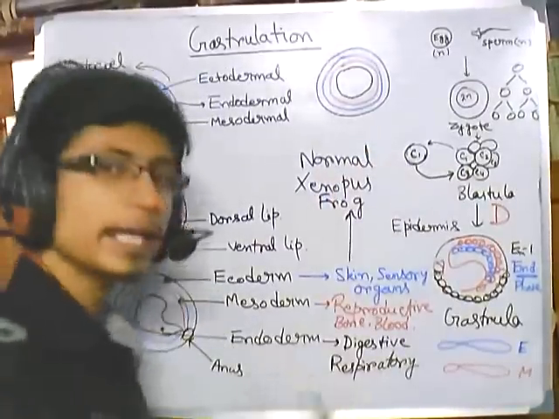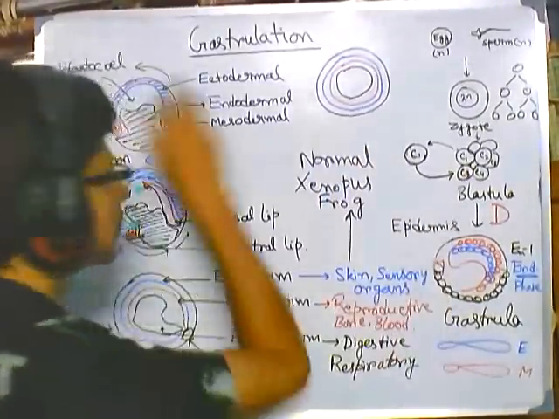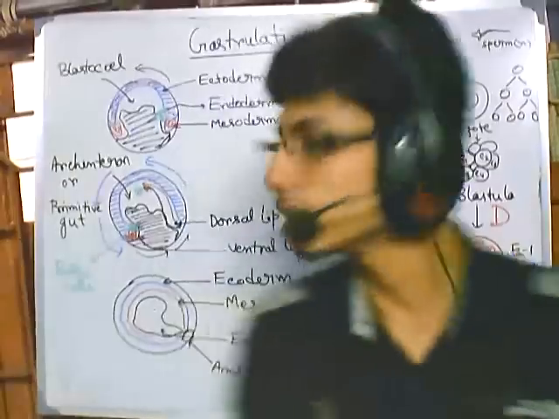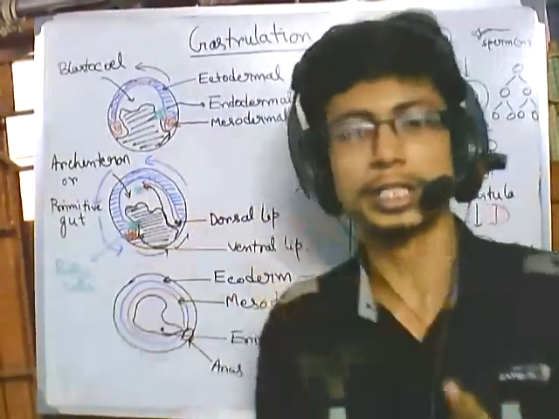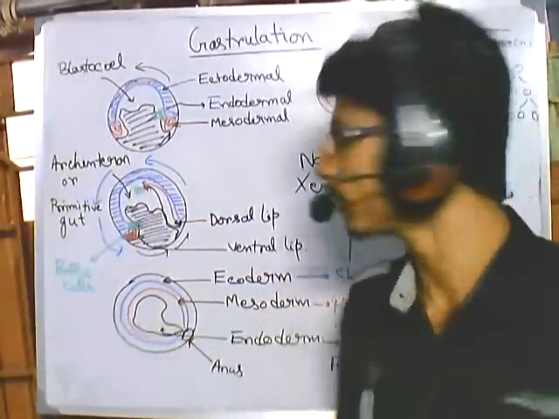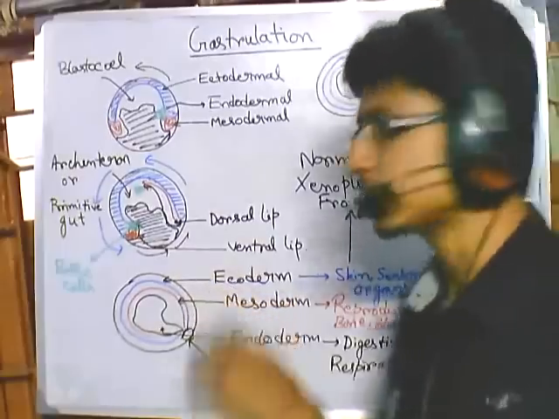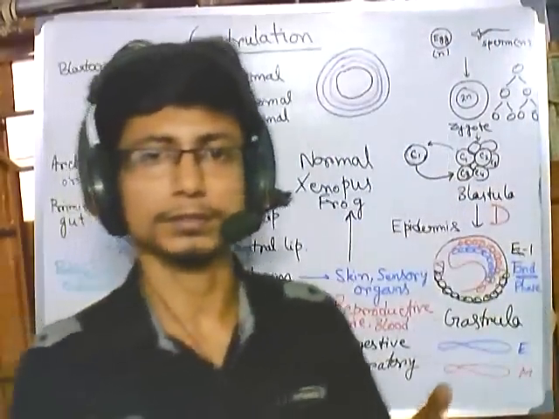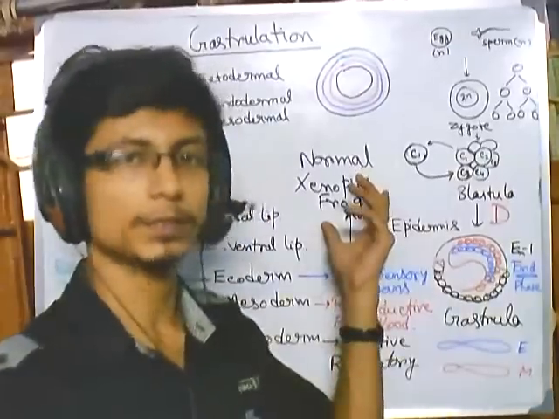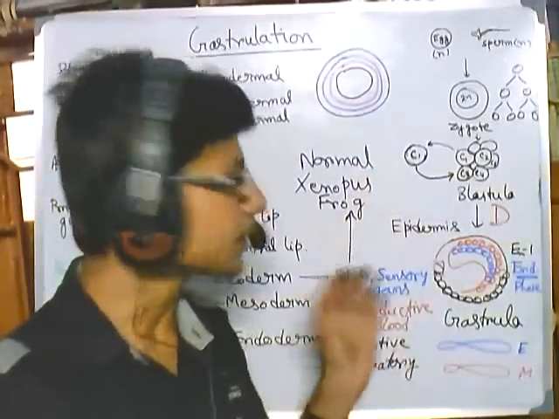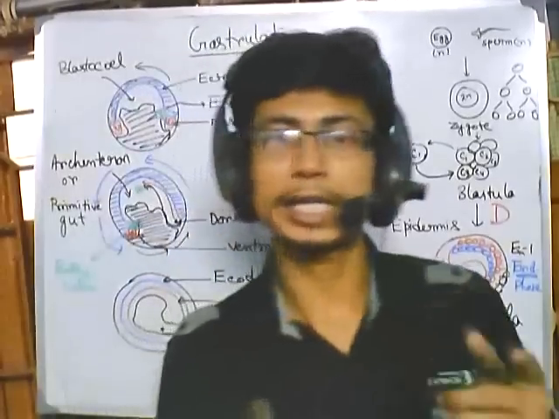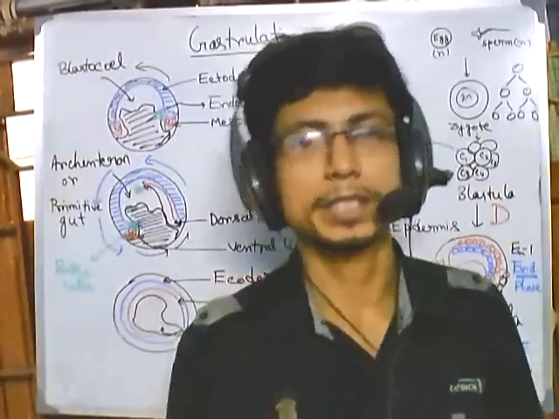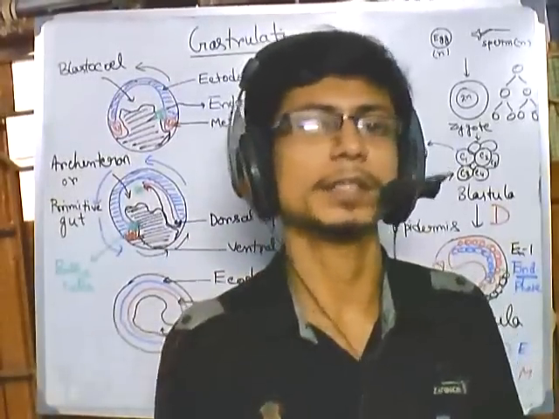Now any problem during the different phases of this gastrulation will lead to a malfunctioning or abnormal embryo, and this abnormal embryo will develop into an abnormal adult Xenopus frog. Okay, now this is very important. Developmental biology, again I'm telling you, is sequential steps, and timing is very important.